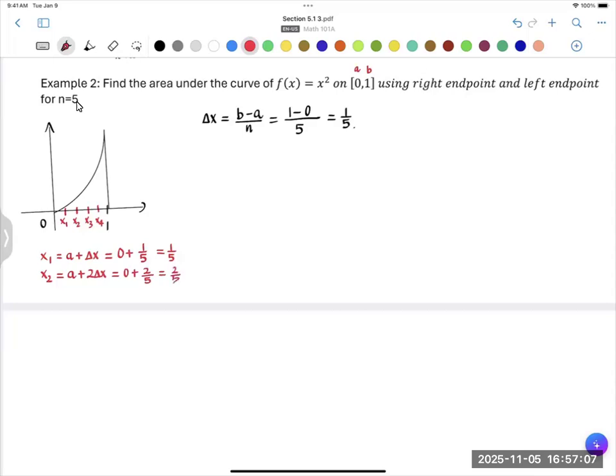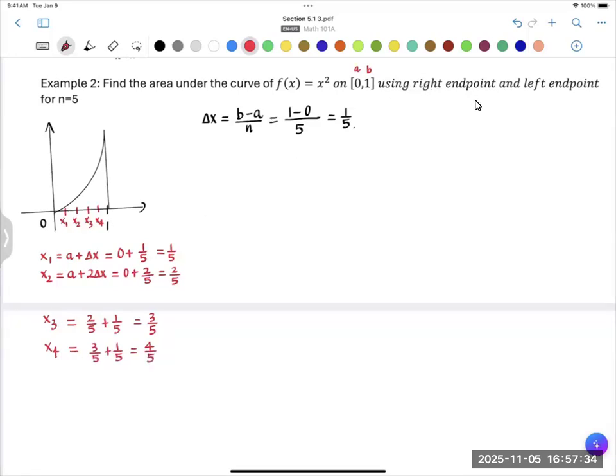Or the other way that I mentioned to you earlier, instead of applying this formula, you can keep adding 1/5 to whatever the previous result is. So x3 will be 2/5 plus 1/5, and that is 3/5. And then x4 will be 3/5 plus 1/5, and that is 4/5. Okay, so these are my x values.